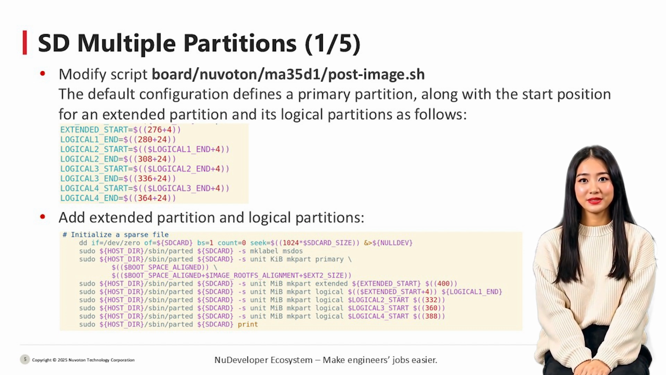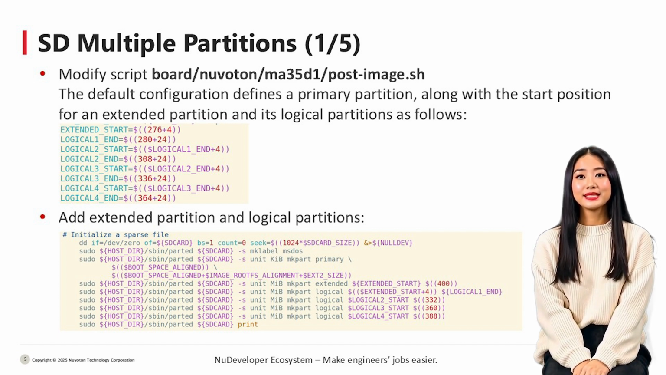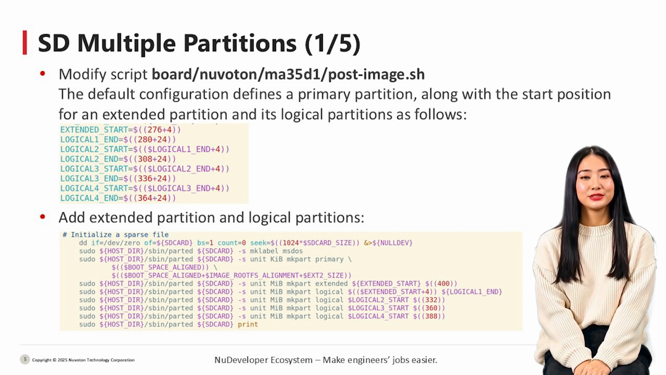The default configuration defines a primary partition along with the starting position for an extended partition and its logical partitions. The start address of the extended partition is 280 megabytes. The end address of the first logical partition is 304 megabytes. The start address of the second logical partition is 308 megabytes. The end address of the second logical partition is 332 megabytes. The start address of the third logical partition is 336 megabytes. The end address of the third logical partition is 360 megabytes. The start address of the fourth logical partition is 364 megabytes. The end address of the fourth logical partition is 388 megabytes.